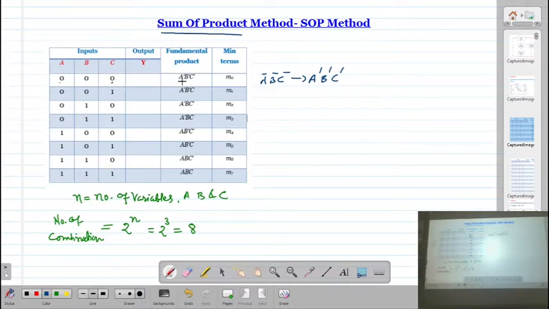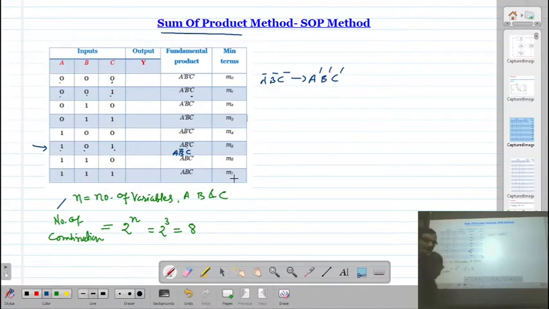My fundamental product is A prime, B prime, and C prime. Then in the second combination, A is 0, B is 0, and C is 1. So I have to complement A and B. So it is A prime, B prime, and C will be there. In the same way, if you see this combination, A is already high, C is already high, but B is 0, so I have to complement it. So this is A, B prime, C, or you can say A, B bar, C. And the last one, A, B, C, all are high. So here A, B, C will be your fundamental product. Then the min terms, as we have already mentioned, are represented as M0, M1, M2, M3, M4, M5, M6, and M7.